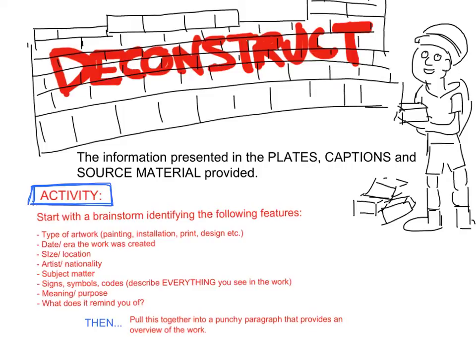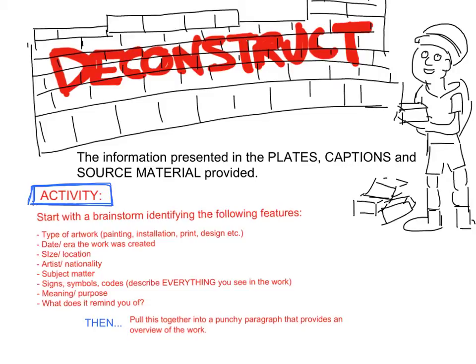It's a repetitive activity, but it aims to build your skill level up at responding to images that you have never seen. Now what I want you to do is the following activity. Essentially you'll start with a brainstorm which identifies the following features. The type of artwork it is. Is it a painting, an installation, a print, a design, a sculpture? The type of artwork and the materials used to create it can be extremely important to your response.